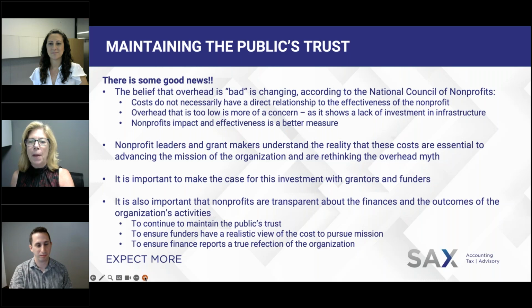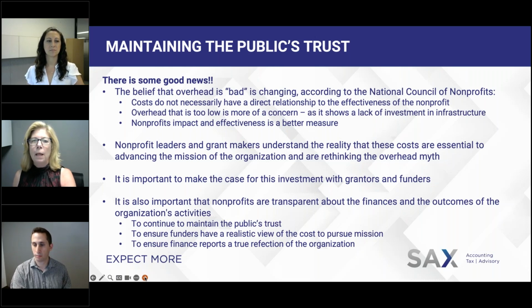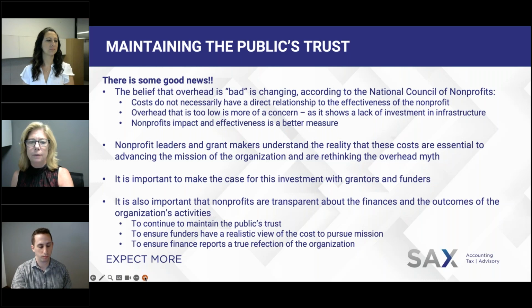The belief that overhead is bad is actually changing, according to the National Council of Nonprofits. They have written papers and have done research that demonstrate that costs, especially overhead costs, do not necessarily have a direct relationship to the effectiveness of the nonprofit. Actually, if overhead is too low, that's more of a concern, right? It shows a lack of investment in infrastructure and a lack of capacity.